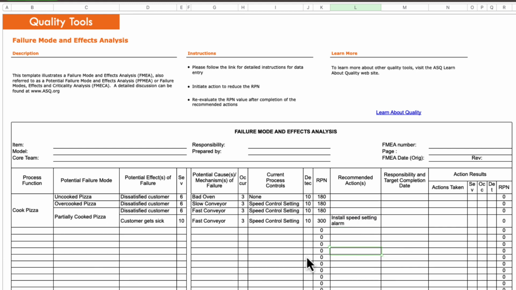So if it's too fast, we're going to get this alarm. If it's too slow, we're going to get this alarm. And that will help us control how fast the conveyor is, so we can make sure the pizza gets heated properly and gets cooked.